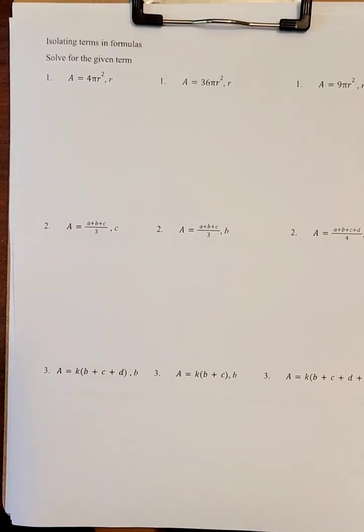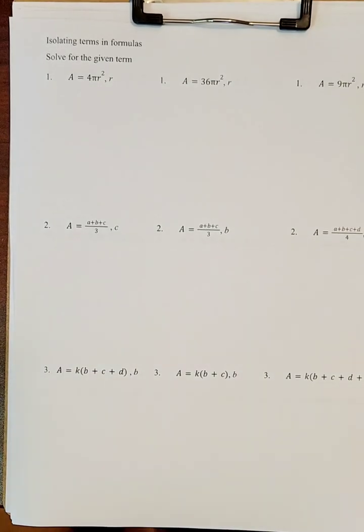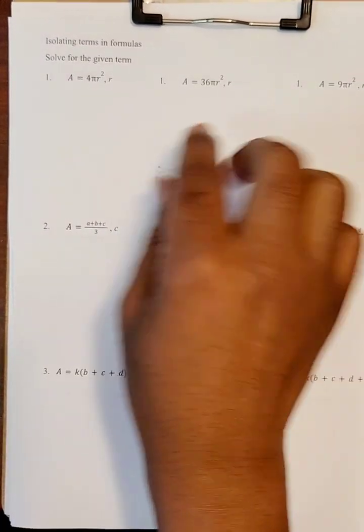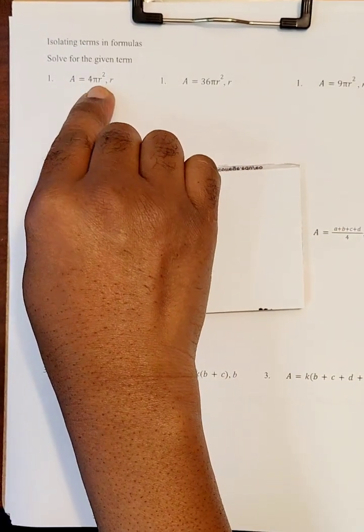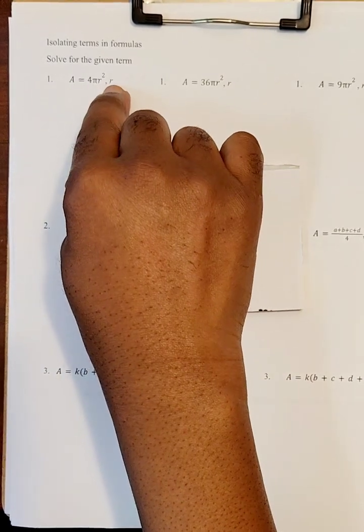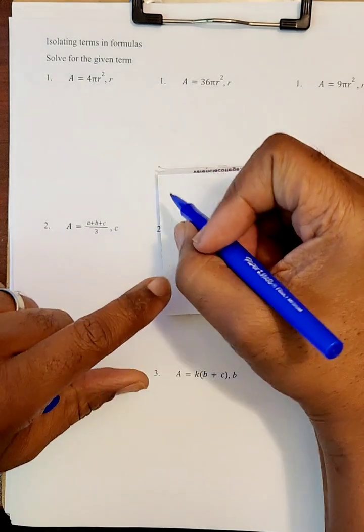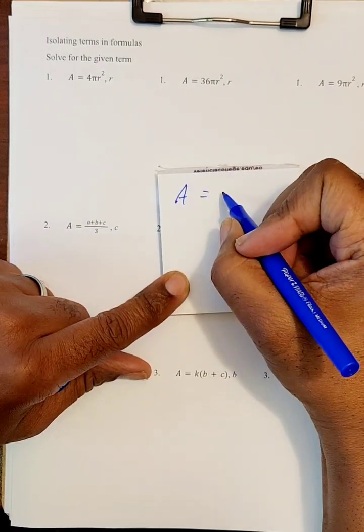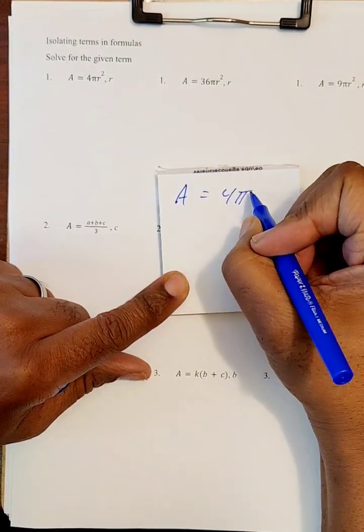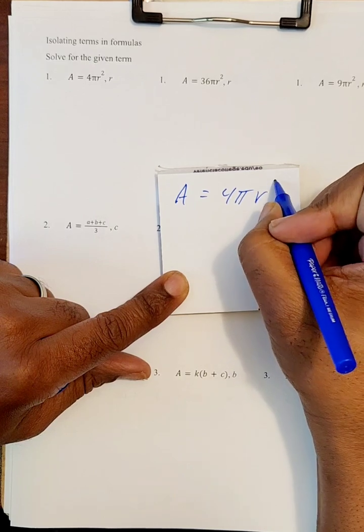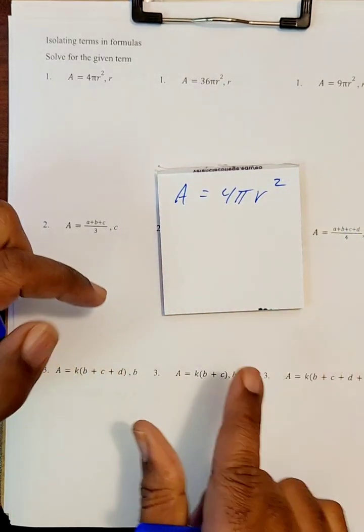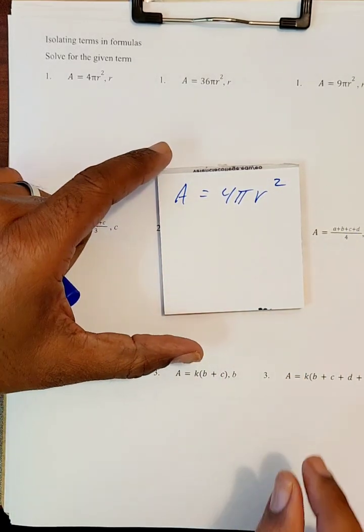35.1, isolating terms and formulas. Here, we want to isolate this r here. So this tells us what we're isolating, r. Now, in order to get r by itself, what has to happen is this. There's a multiplying 4, a multiplying pi, and a square. So we'll have to get rid of these step by step.